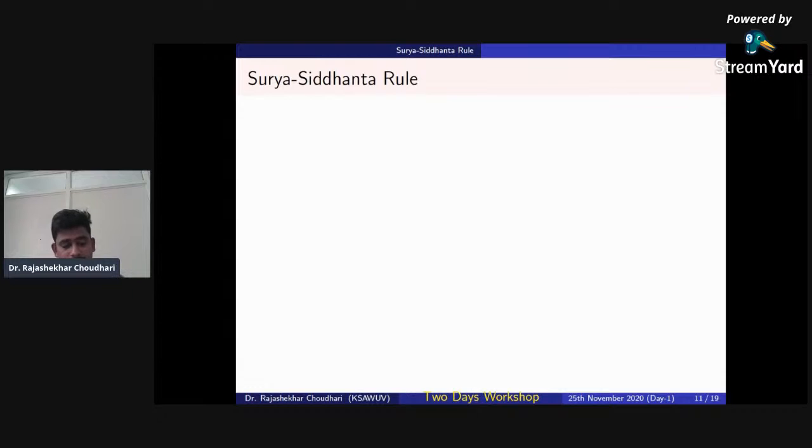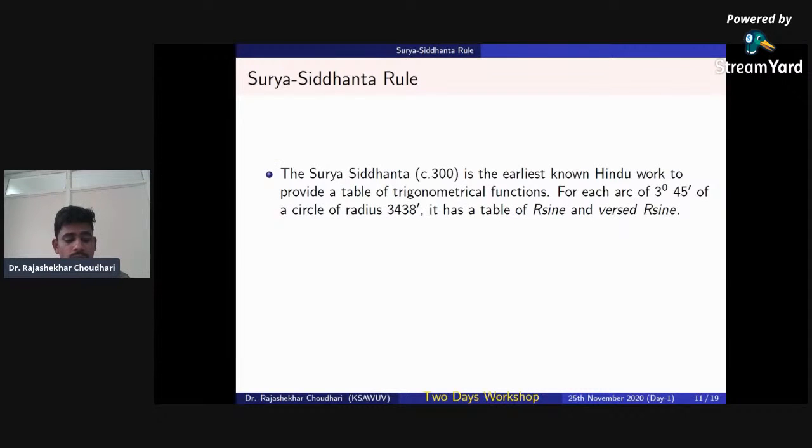The Surya Siddhanta, as I said, is the earliest known Hindu work which provides a table of trigonometric functions, wherein it gave the sine value for an arc of every 3 degrees 45 minutes of a circle of radius 3438 minutes. According to the Surya Siddhanta, the first R sine is the 1 by 96th part of a circle. If you take the 96th part of 3438, you will get 225 minutes.